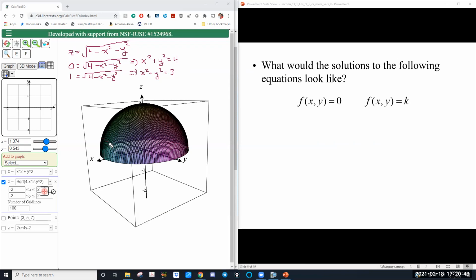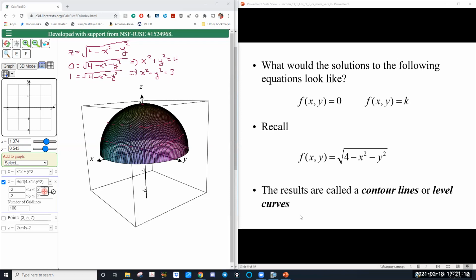If I wanted to draw it on here, it'd be kind of up here where z is 1. And we could do one where z is 2. We'd get a smaller circle. Now on this one, we can only go up to z equals 2. Anything higher than that, it's going to be off of our half sphere here. But these create a 2D image of a 3D curve. And we have a name for these. These are called contour lines or level curves.